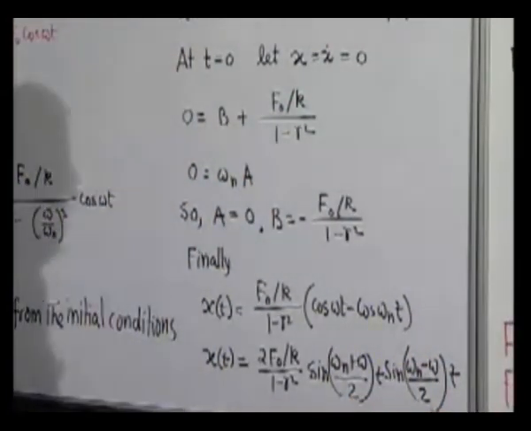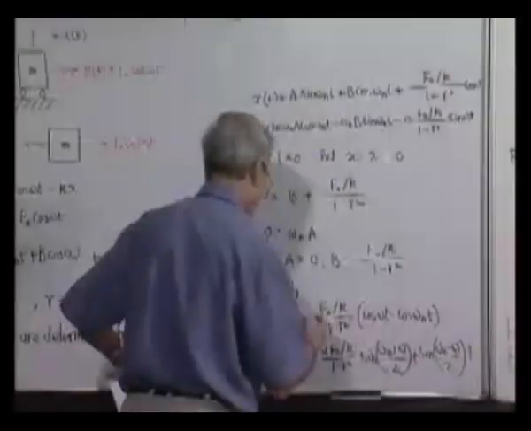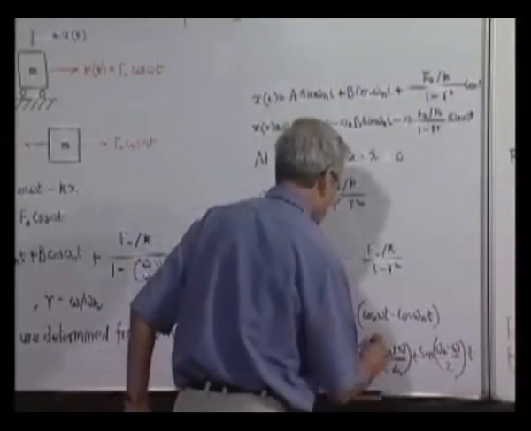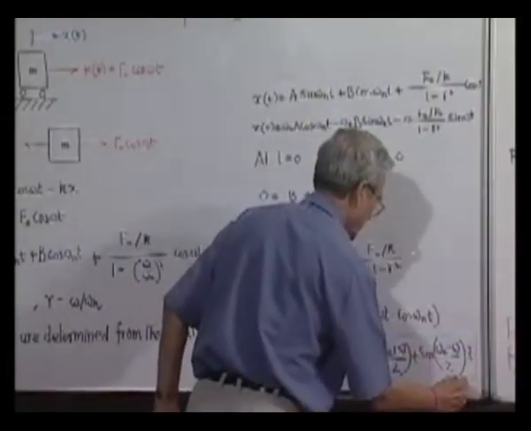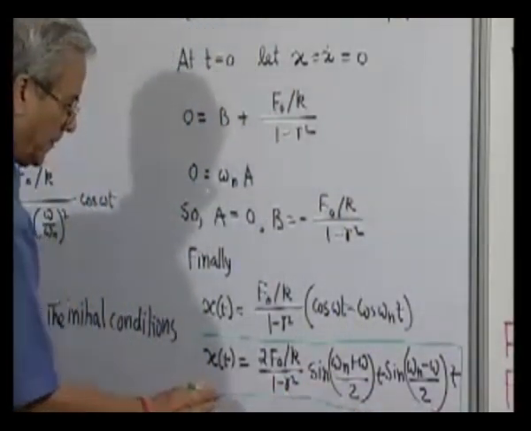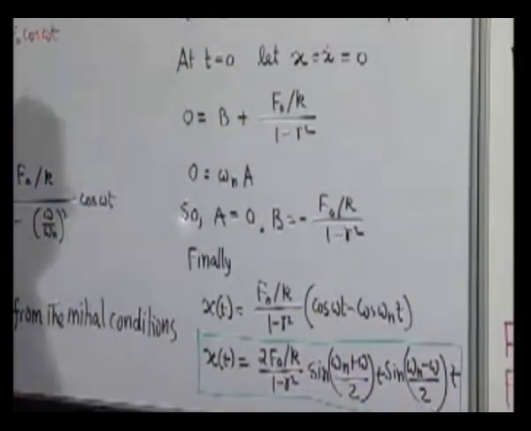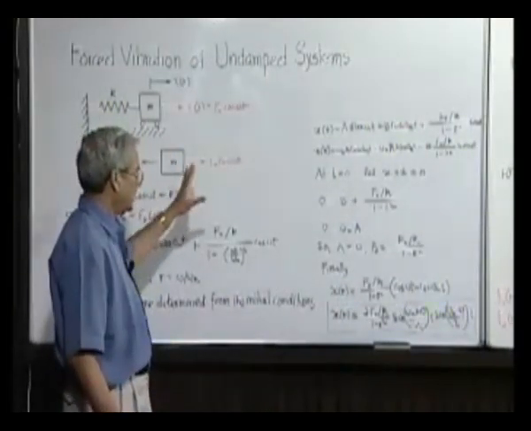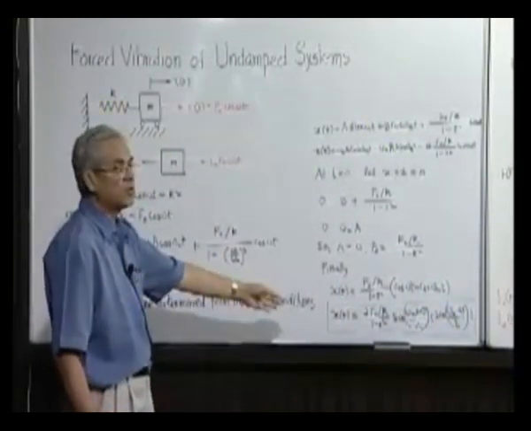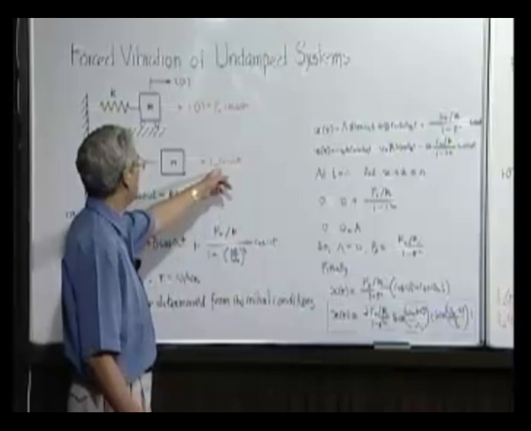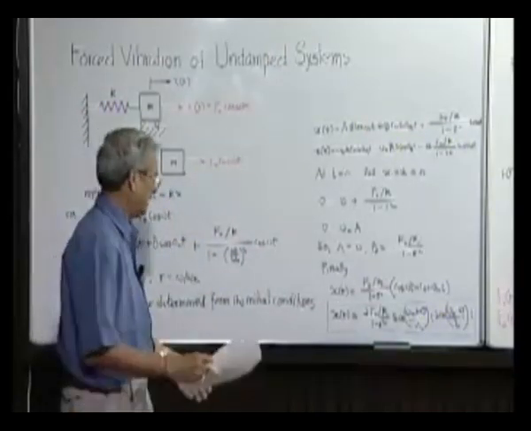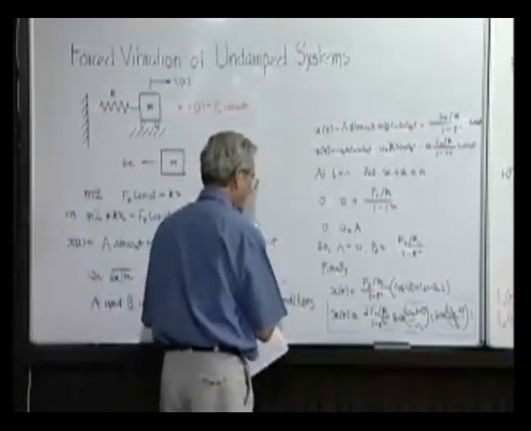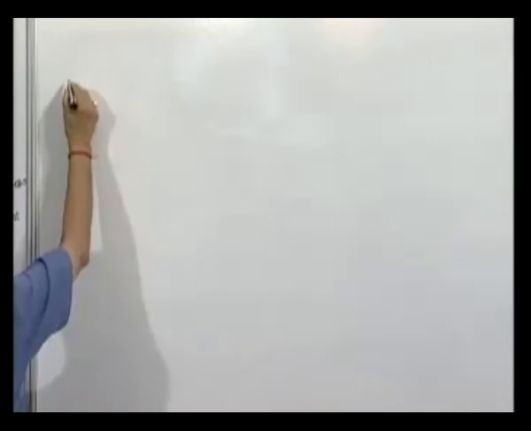This is pure trigonometric manipulation. So, this is our final solution, that is how a perfectly undamped single degree of freedom system will respond to a purely harmonic forcing function like this. So, let us plot it.